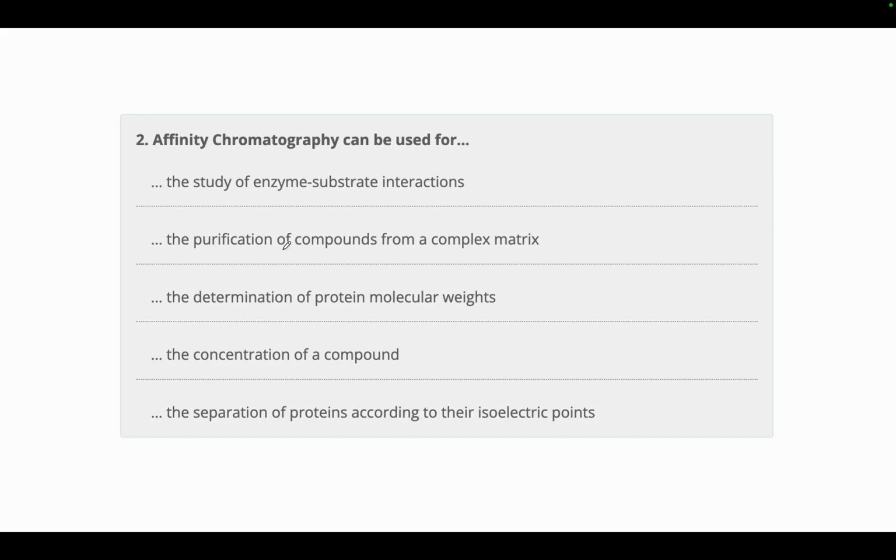Is it used for the purification of compounds from a complex matrix? Yes. The determination of protein molecular weights? No. You will not get any information about the protein molecular weight through affinity chromatography. The concentration of a compound? No. Because oftentimes you will elute in quite a large volume, so it's not effective for concentrating anything. The separation of proteins according to the isoelectric points. Again, this is not something that you will get any information about by affinity chromatography. So I would say the most appropriate answer here is this, but this you can also do to some aspect.